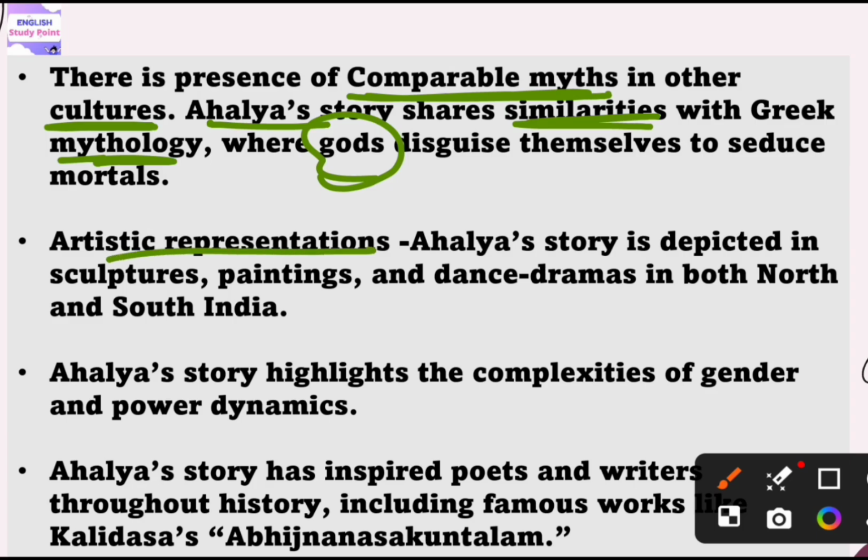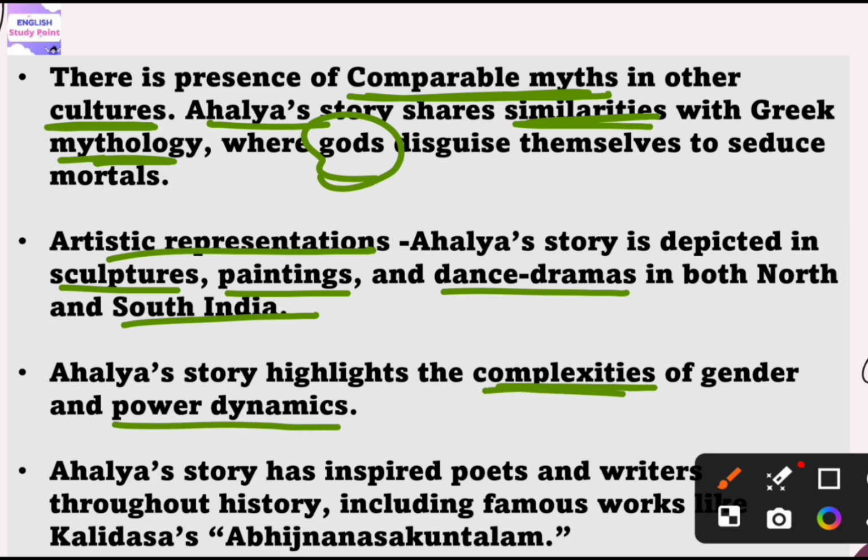So Ahilya's story is depicted in sculptures, paintings and dance dramas in both northern as well as southern India. Each artistic representation in different forms showcases specific regional styles and interpretations. Then Ahilya's story highlights the complexities of gender and power dynamics.